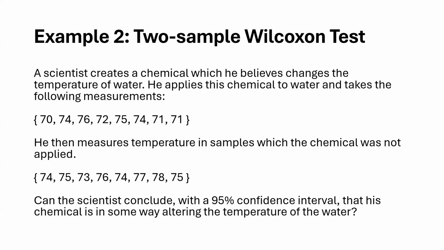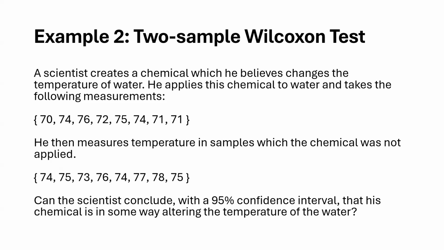Now we'll utilize a two-sample Wilcoxon test. In this case, a scientist creates a chemical which he believes changes the temperature of water. He applies this chemical to water and takes the following measurements. He then measures temperature in samples in which the chemical was not applied. So we have two distinct sample categories, one in which the chemical was applied and the other in which it was not. And each one is a separate observation. And I'm sorry that we're reusing these examples from prior example lectures, but here we are.